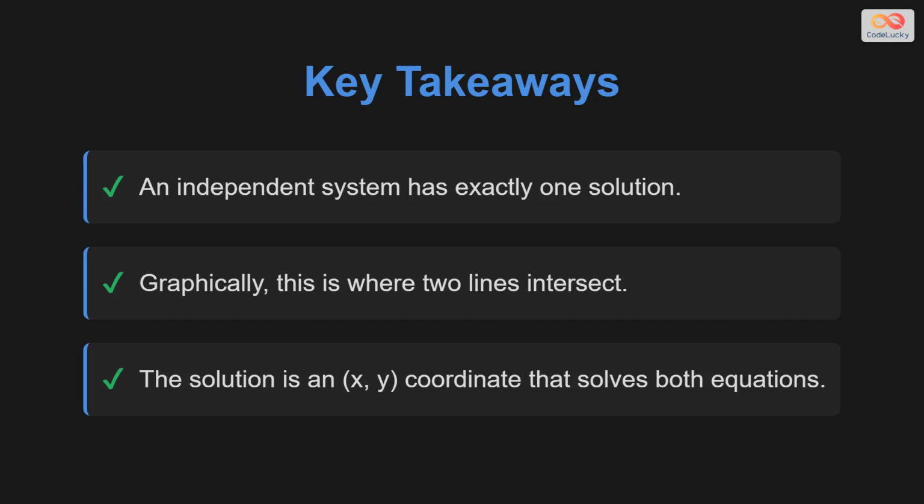To sum up, an independent system of equations always has exactly one solution. Visually, this is the single point where their lines intersect. And finally, the solution is an x, y coordinate pair that perfectly satisfies both equations.